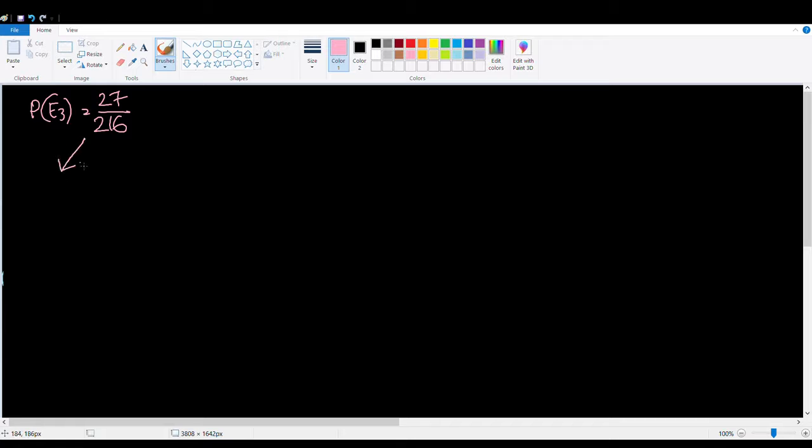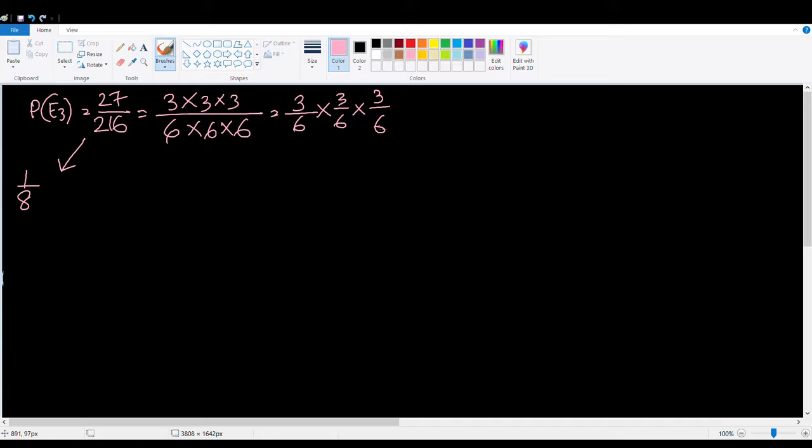Now this 27 by 216 could be reduced to 1 by 8, but we didn't do so because there's a reason. This fraction actually came from 3 times 3 times 3 divided by 6 times 6 times 6. Now it could be rearranged like 3 by 6 times 3 by 6 times 3 by 6. My question to you is whether this fraction looks like a probability to you or not. Yeah, it does, right? It actually is a probability of rolling a number greater than 3 from one die.